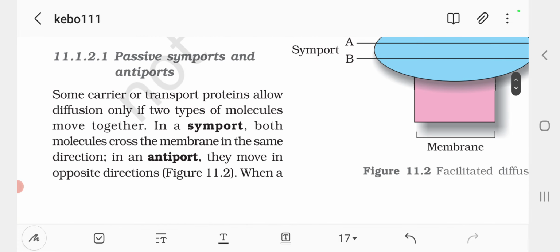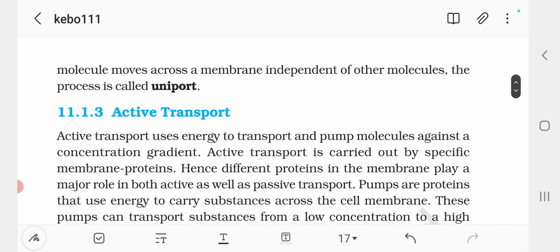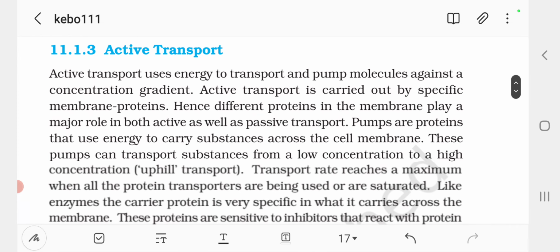11.1.2.1 Passive symports and antiports. Some carrier or transport proteins allow diffusion only if two types of molecules move together. In a symport, both molecules move across the membrane in the same direction. In an antiport, they move in opposite directions. When a molecule moves across the membrane independent of other molecules, the process is called uniport.